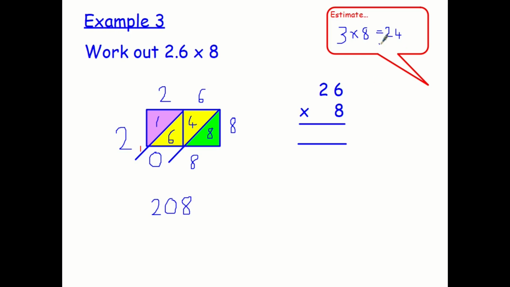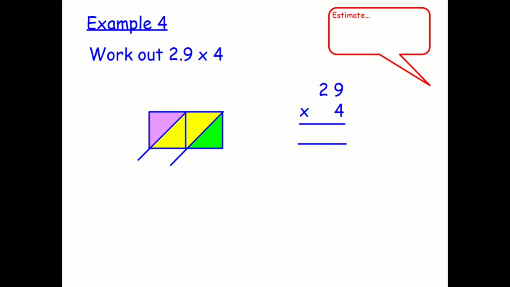Where do I think my decimal point is going to go? Well, my estimate was 24. What number can I get close to 24 there? 20.8, I reckon. Let's do the column method now. 6 8s are 48. You put the units part here and you put the tens part of your answer here. 2 8s are 16 plus 4 is 20. So you put your whole final part of your answer here, 20. 208 are the digits, and then thinking about the decimal point, 2.6 multiplied by 8 gives me a final answer of 20.8.